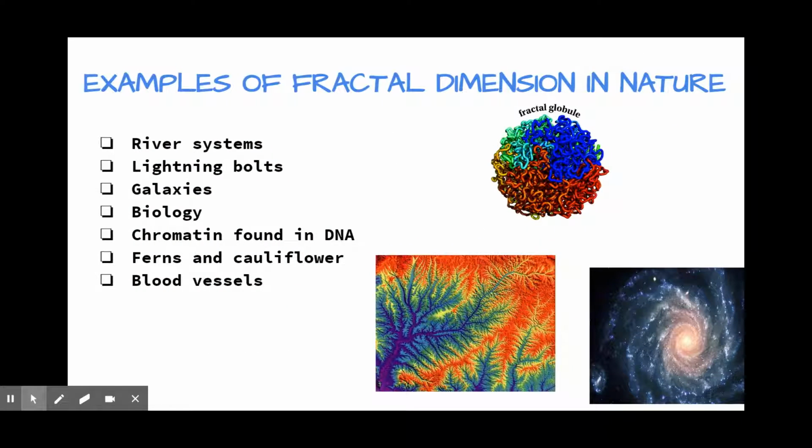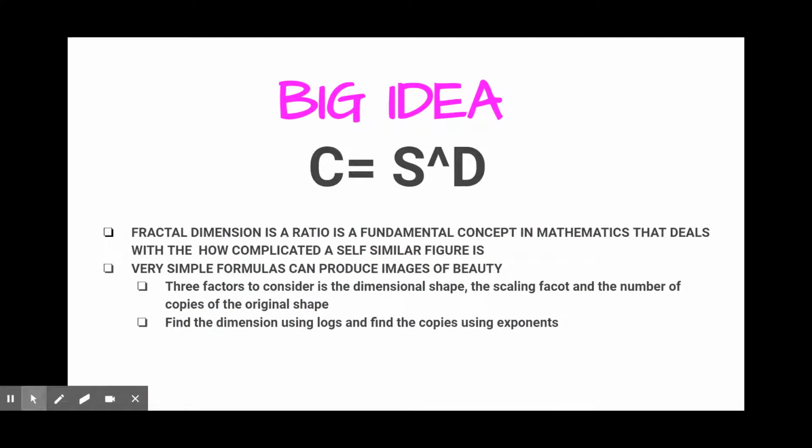So, what about in nature? Those are the most fascinating examples to look at. We see fractional dimension in river systems, lightning bolts, galaxies, biology with chromatin found in DNA, ferns and cauliflower, and even our blood vessels.